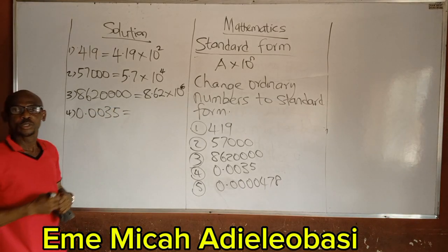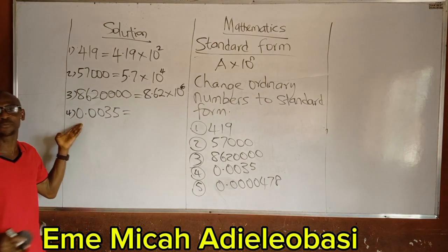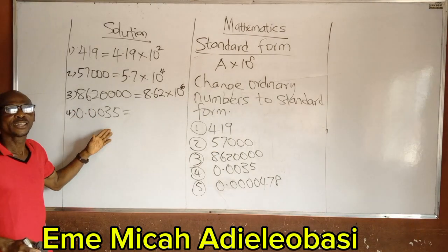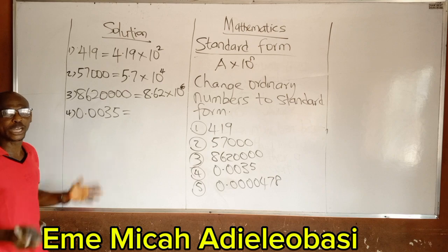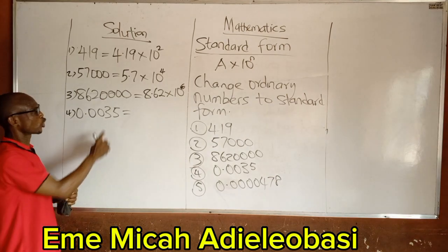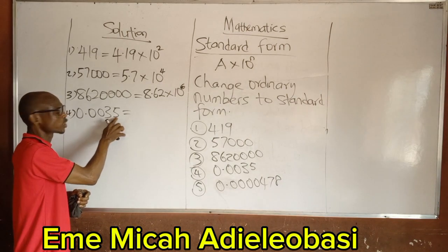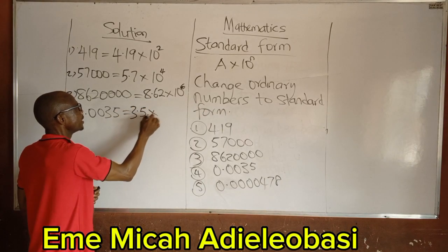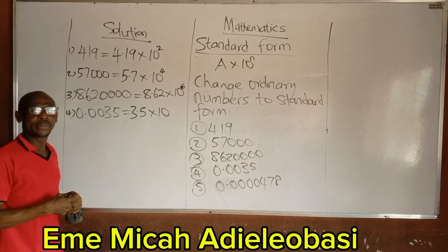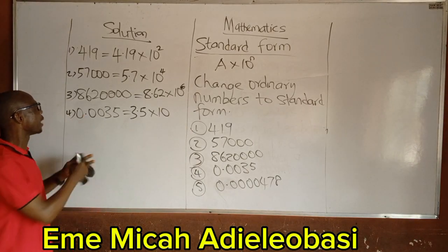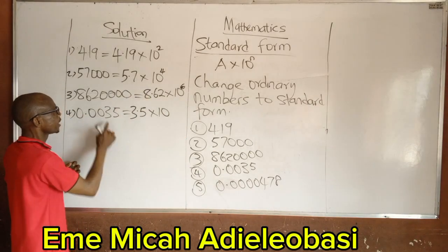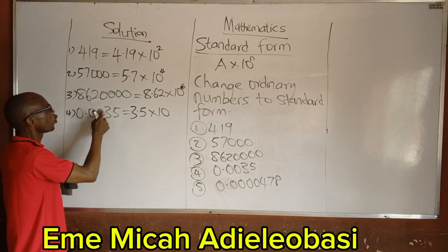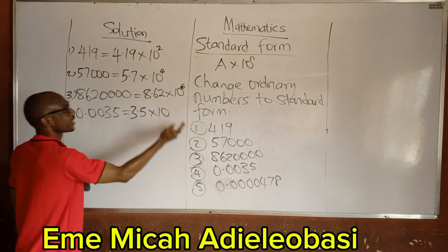0.0035. We want to write this value in standard form. Now you can see that this value is lesser than 1, a fraction. What are we trying to do first? The decimal must come between the first 2 significant figures. So we have what? 3.5 times 10. Now, you can see that our decimal will have to move to the right to get to this point. And how many times will it move? 1, 2, 3. It moves 3 times to the right.